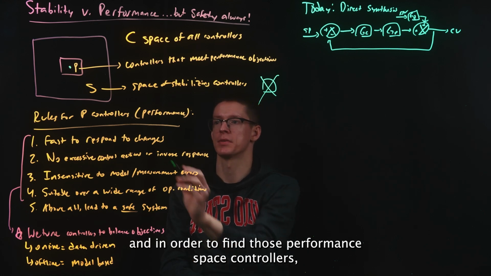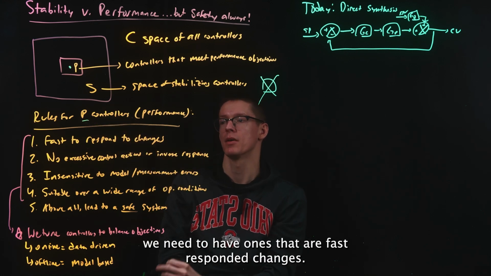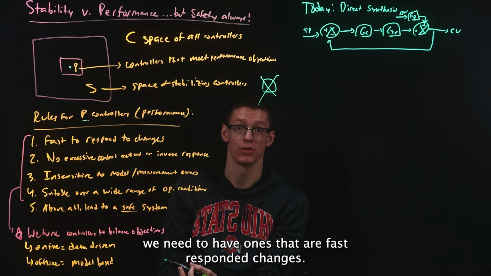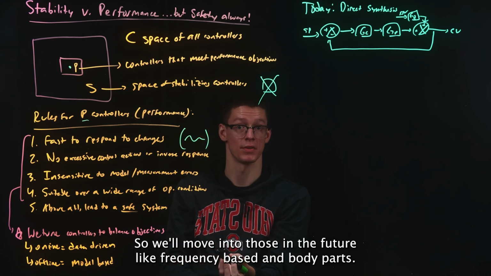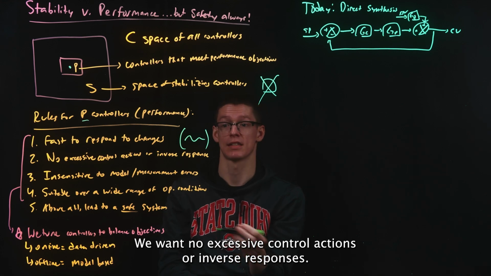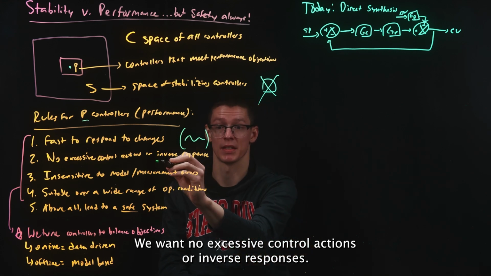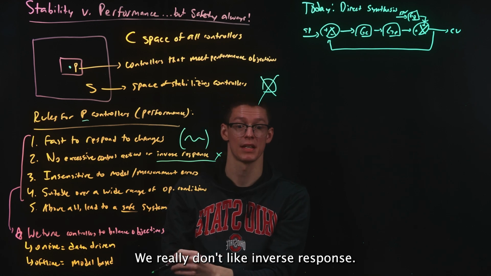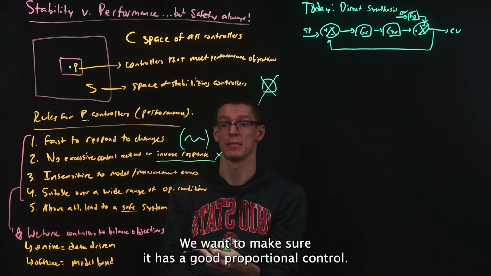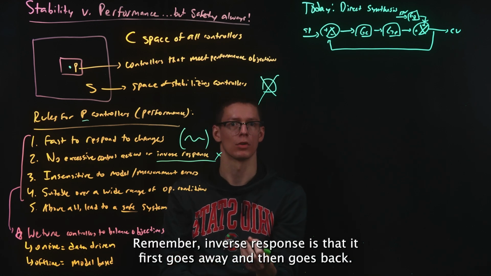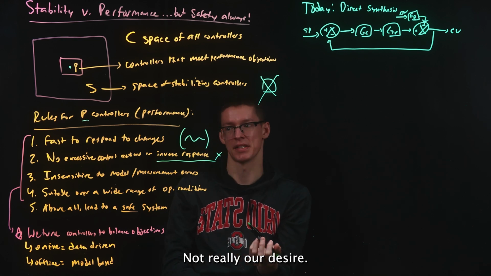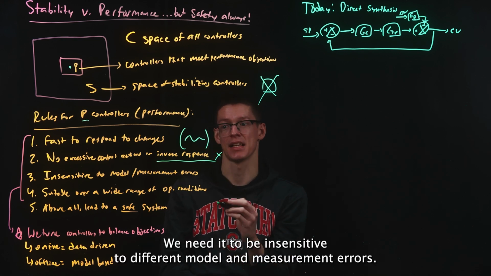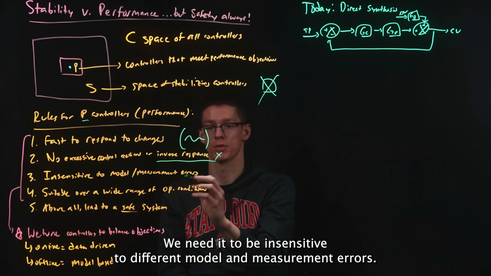In order to find those performance-based controllers, we need ones that have a fast response to changes, and so we might end up considering oscillatory-based responses. We'll move into those in the future, like frequency-based methods and Bode plots. We want no excessive control actions or inverse responses. We really don't like inverse response; we try to avoid it. We want to make sure it has good proportional control. Remember, inverse response is when it first goes away and then goes back, which is not really our desire. We need it to be insensitive to different model and measurement errors.